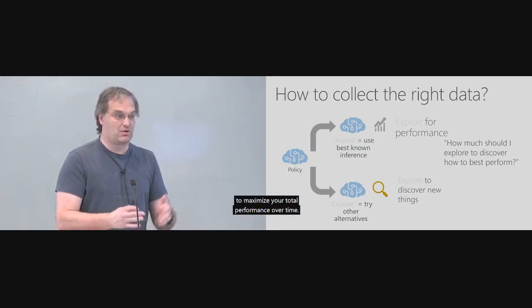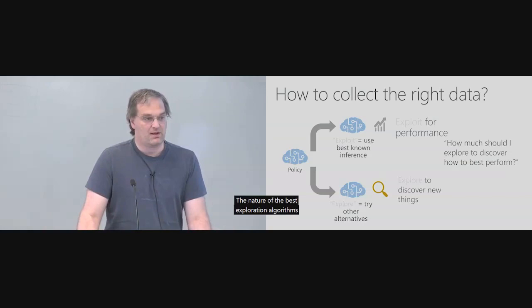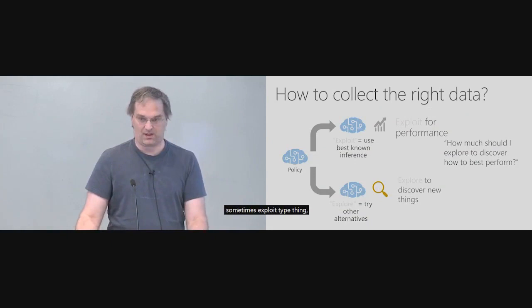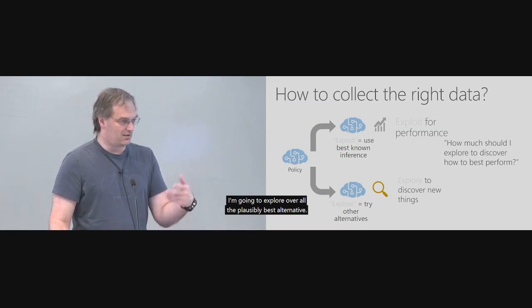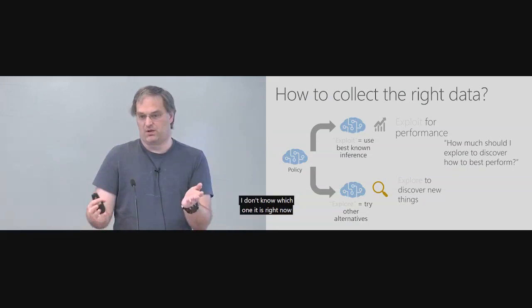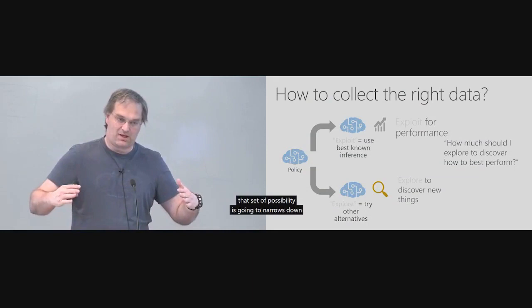And the nature of the best exploration algorithms is not a simple epsilon greedy, sometimes I explore, sometimes I exploit type thing. The nature of the best algorithms is more like, I'm going to explore over all the plausibly best alternatives. So there's several different things which could be the best. I don't know which one it is right now, given the information that I have so far. I'm going to explore over those. And over time, the set of possibilities kind of narrows down until you're acting essentially deterministically.